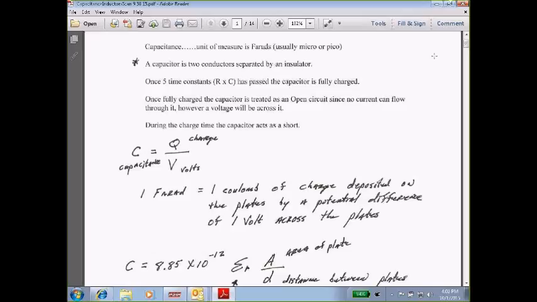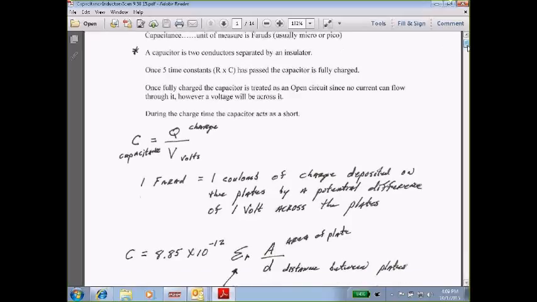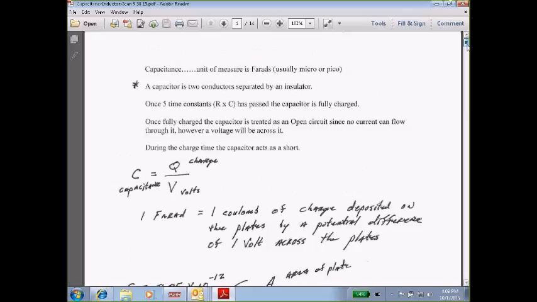So I could charge up a capacitor and very carefully take it out of the circuit and set it down on the desk. It's still fully charged. And I could come back a year later and it's still fully charged unless it becomes discharged by a path from one terminal to the other terminal. So that's one of the things about a capacitor that's different than that of a resistor.